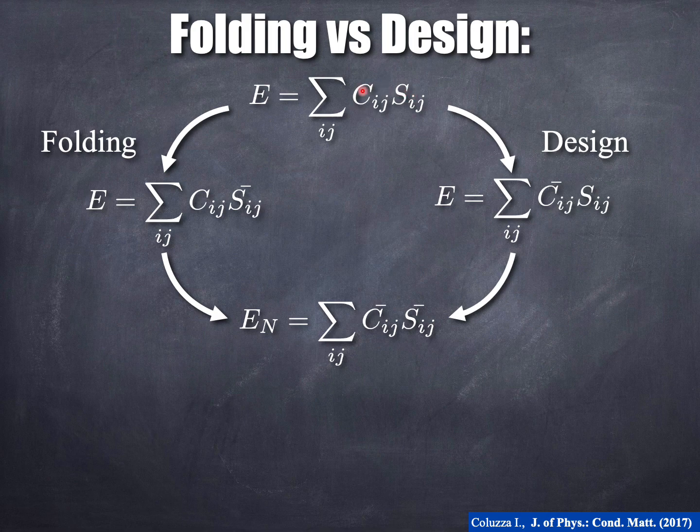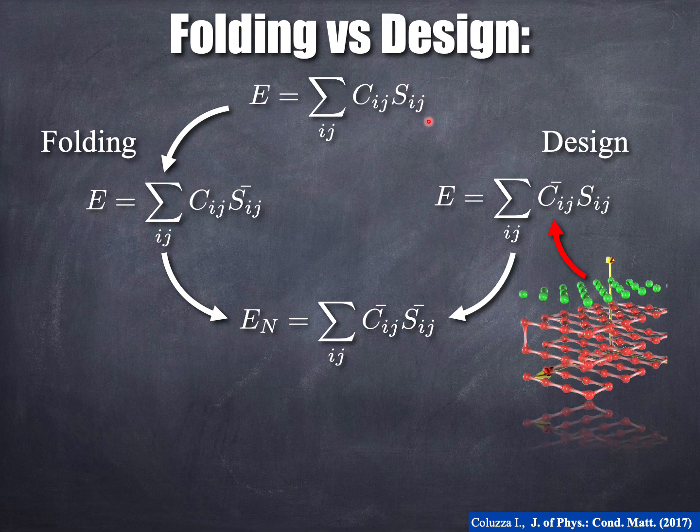C represents the contact matrix that defines if two amino acids are interacting in space, and S represents the interaction matrix that tells how strong the interaction is between the amino acid type at position I and the amino acid type at position J. So during design, we fix a target configuration and we optimize the sequence to minimize the energy to a global minimum, where both the structure and the sequence are optimized into a specific target protein.